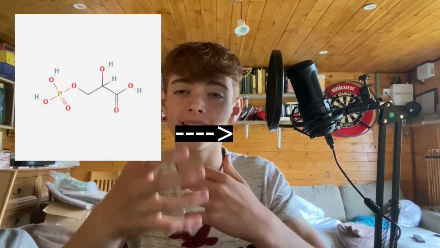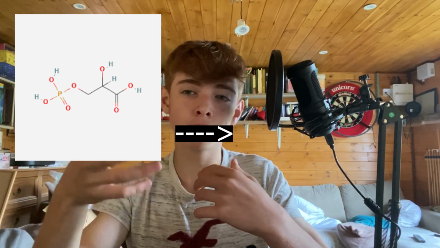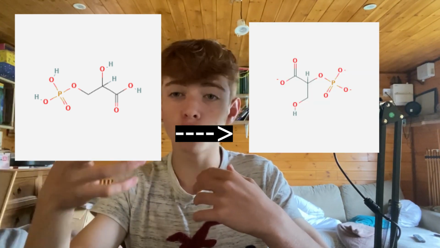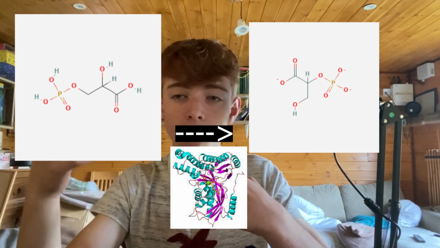Now, the seventh step inside of this glycolysis pathway is the 3-phosphoglycerate turning into 2-phosphoglycerate using the enzyme phosphoglycerate mutase.